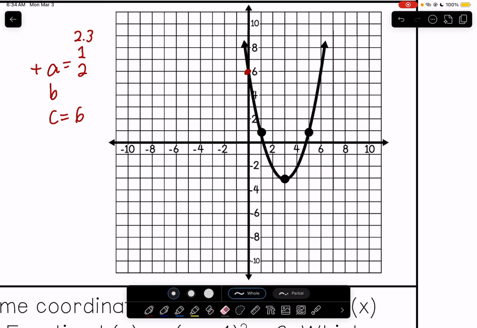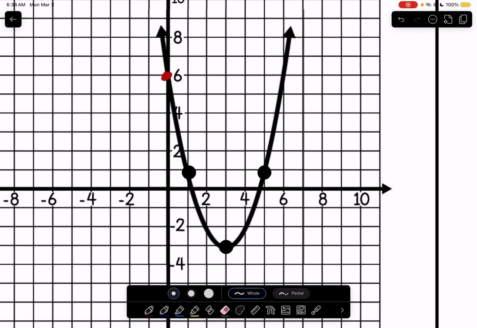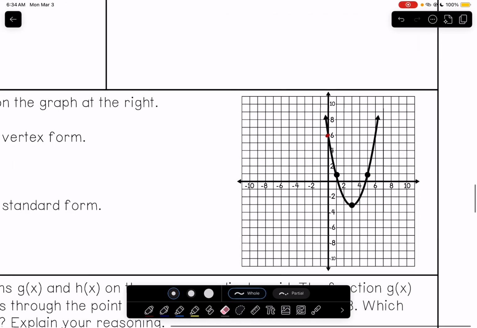So the idea today is, since we don't know at this point in our math career how to find standard form of a quadratic function from a graph, we're going to learn another form called vertex form that we can find from a graph. And then we're going to be able to convert that into standard form. So a little bit of a multi-step thing going on here.